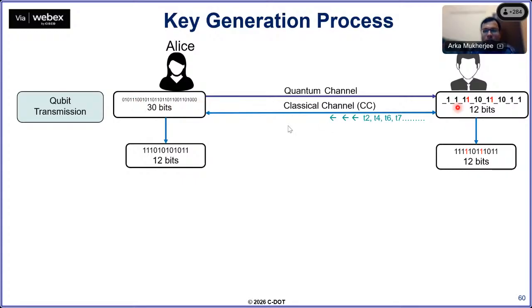because Alice had sent this bit pattern, and they are synchronized. So Alice notes at which time she has sent something. Then Alice will discard the remaining 18 and keep the bit pattern corresponding to these 12 time slots.